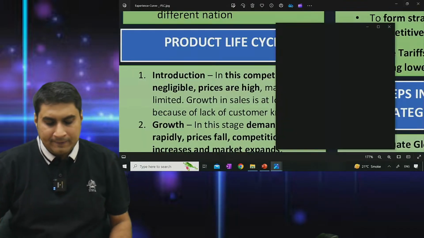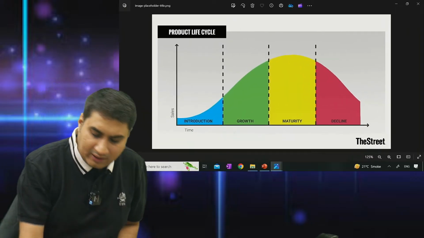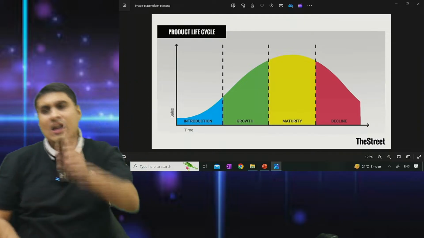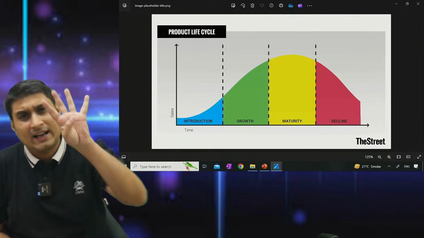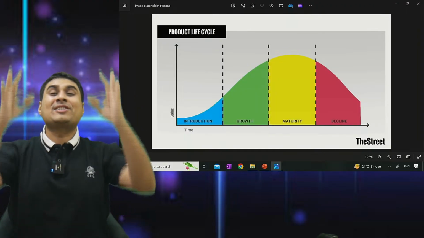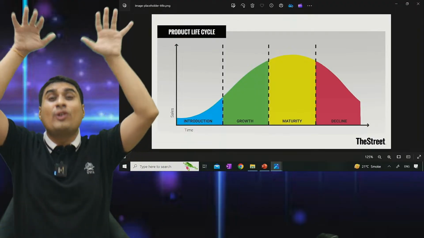See this. Whenever you launch any product, the first MCQ which can come from here is about the S-shaped curve. You can see it's a reverse S. What is product life cycle? Whenever I bring any product or business, there are 4 stages: introduction, growth, maturity, decline.